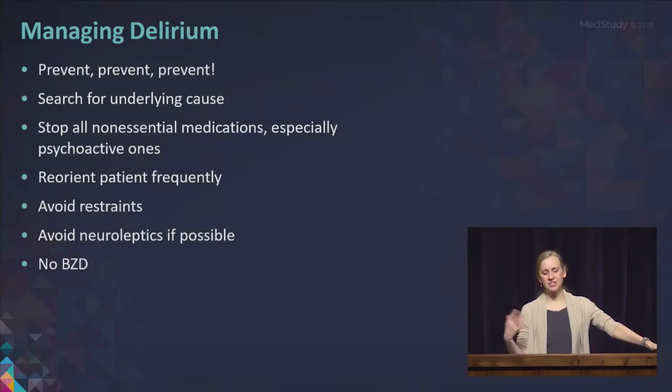So managing delirium, just like pressure ulcers, is all about prevention, right? If you can't prevent it by having a family member at the bedside or having someone go in and reorient the patient, then you're going to make sure that you always search for an underlying cause and stop all medicines, right? Especially the ones that are psychoactive. You reorient them, you avoid restraints because it's only going to make it worse. You avoid neuroleptics because they increase mortality, and then we're really not going to use benzodiazepines or any other anticholinergic medicine to try to keep the patient from being more agitated.